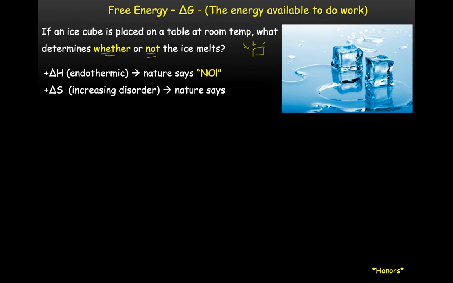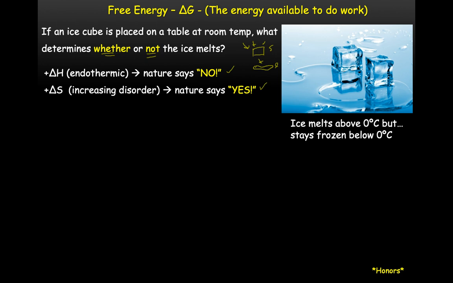So we do know, however, that when the ice melts, it creates a more random state of matter. It goes from a solid to a liquid. So in that case, nature says, yes, it's spontaneous that it melts. But how can nature say no and yes at the same time? This is like asking your parents or two friends if you can do something, and one says yes and one says no. What do you decide to do? What is the ice cube supposed to do? Is it supposed to melt or not? Because endothermic is not supposed to happen, but the entropy, the fact that it's becoming more random, says it is.